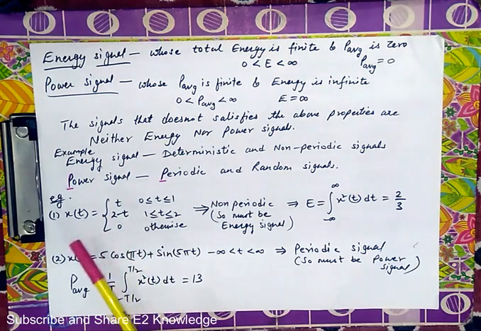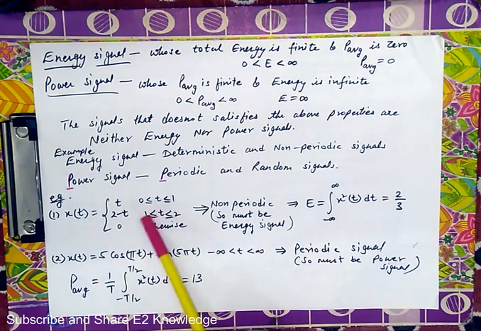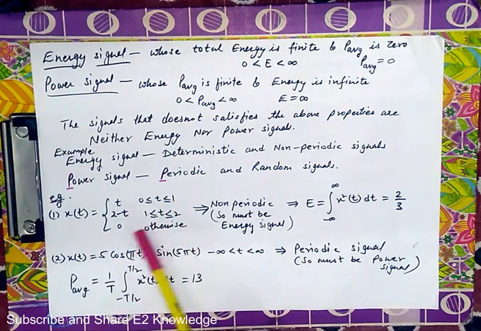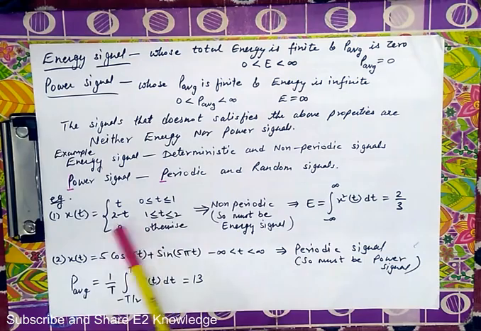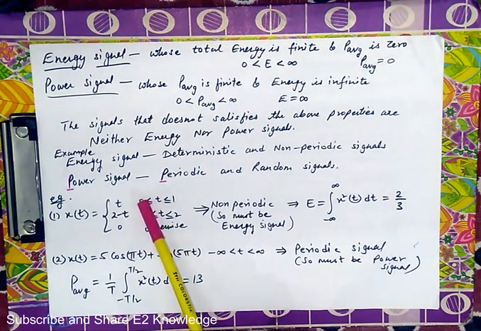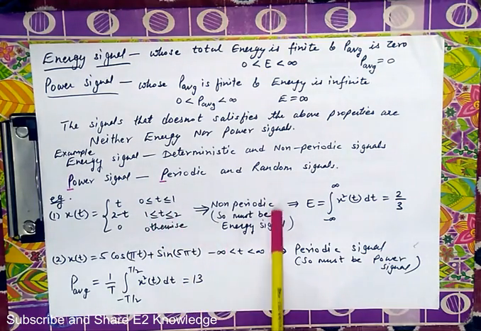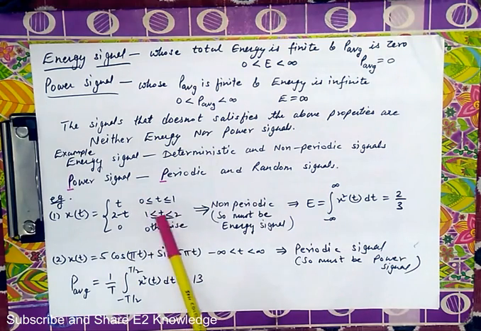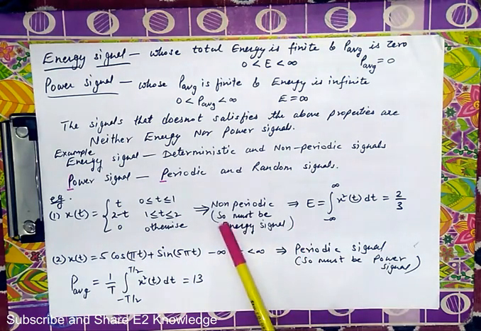Suppose in this example x(t) is a signal which from 0 to 1 varies as t, the time t, and from 1 to 2 it is 2 minus t, and otherwise it is 0. So the signal essentially has some value in between 0 and 2, otherwise it is 0. That's why it is a non-periodic signal, because it only has values from 0 to 2, but a periodic signal should have values for an infinite duration of time. So it is a non-periodic signal, so it must be an energy signal.